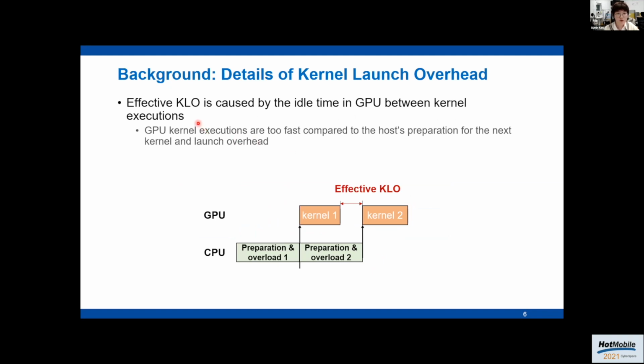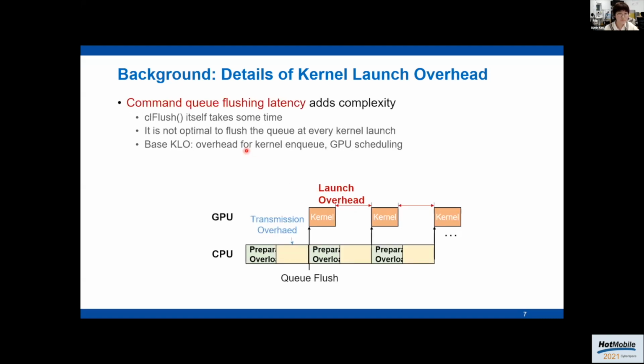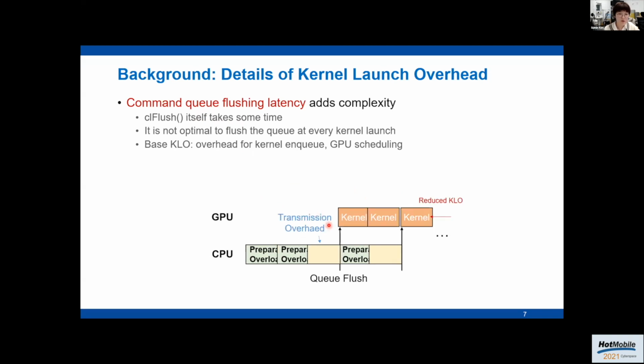Simply put, effective CLO is mainly caused by the GPU idle time between kernel executions. When the GPU kernel executions are too fast compared to host preparation for the next kernel and launch overhead, then the GPU becomes idle. One can think of reducing the GPU idle time by flushing the command queue at every kernel launch. However, this is not optimal because the cl flush API itself takes some time.